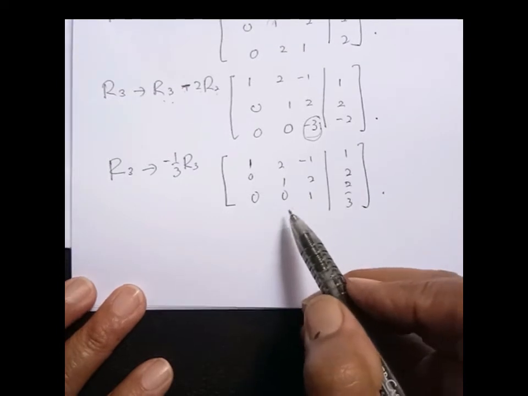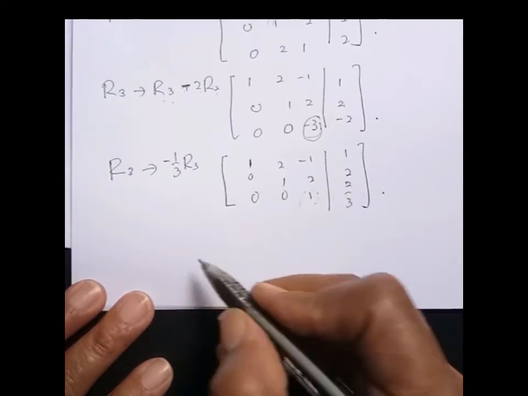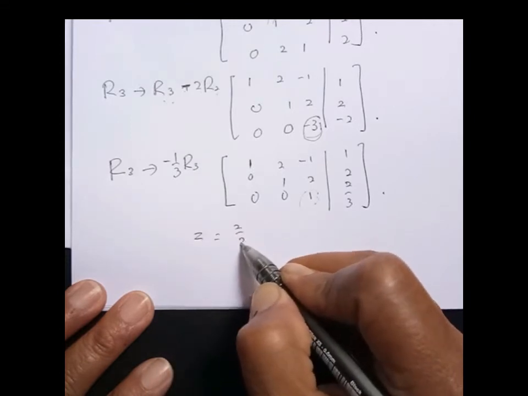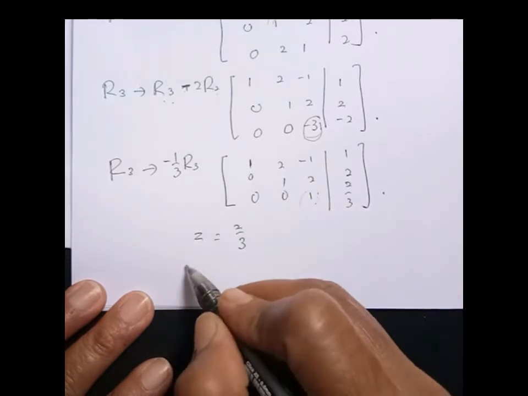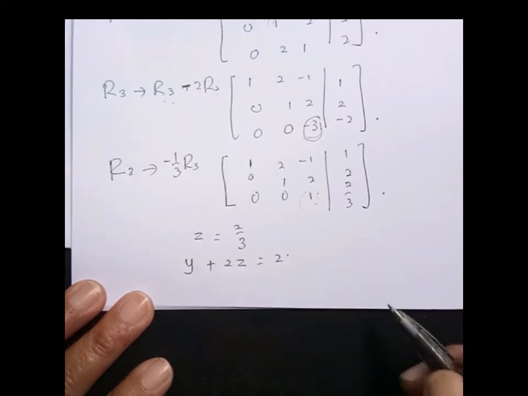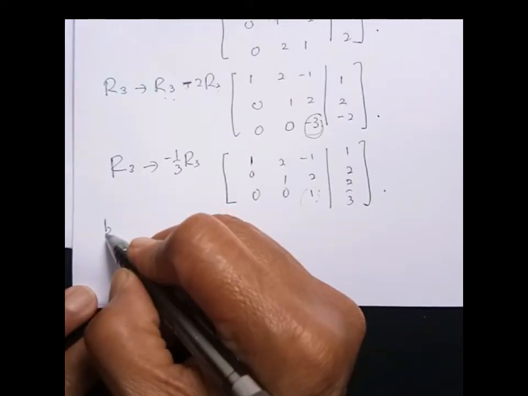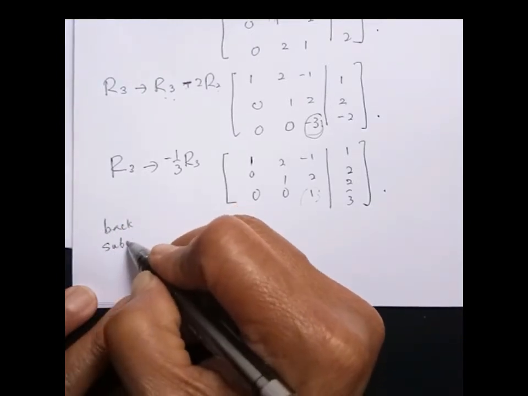Okay, so here we've changed back into a system of equations. This one is Z. Z is 2 over 3. Okay, here is Y. Y plus 2Z is 2. So now substitute. This is called back substitution.